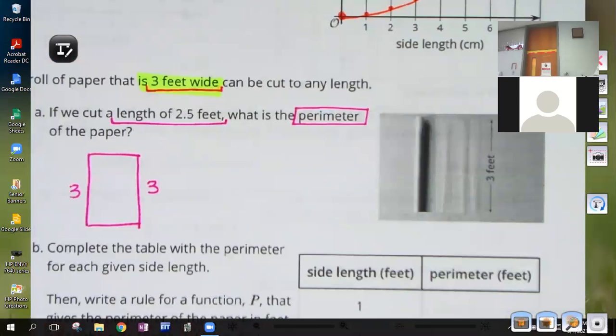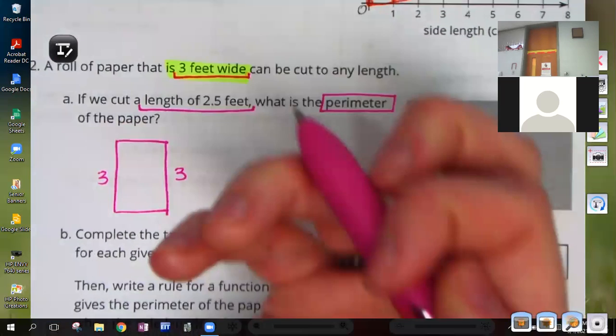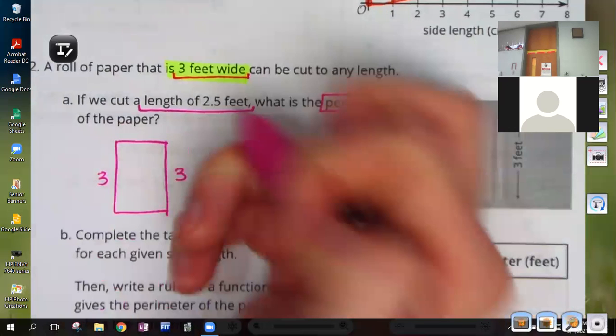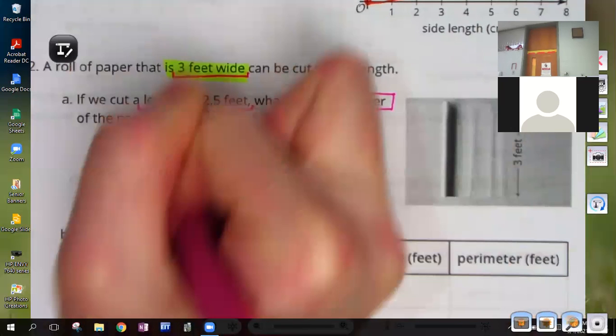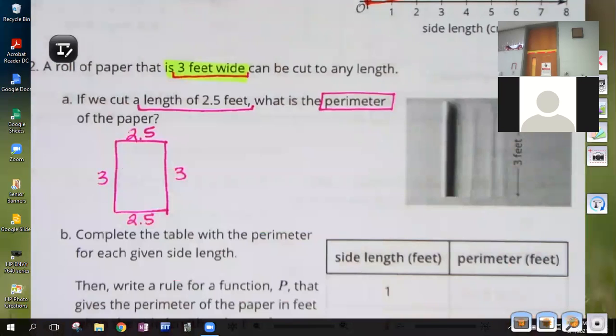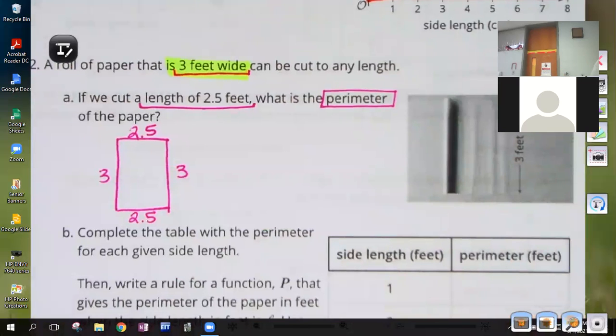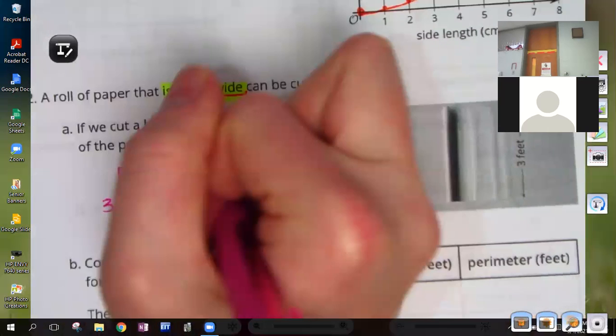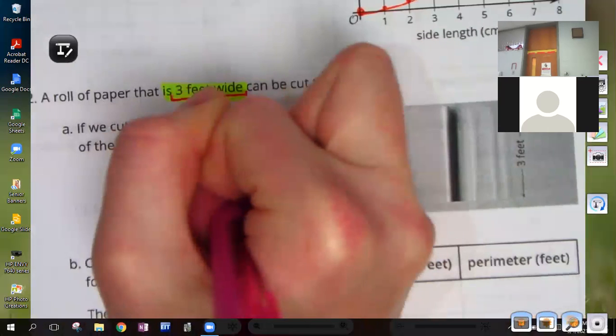Okay, now it told us the length. What is the length of this paper? 2.5. Now the length will change every time depending on how long you want it. So that value will change throughout this problem. Focus. I want y'all to stay with me for this last bit. Now it wants us to find the perimeter. How do we find the perimeter of anything?